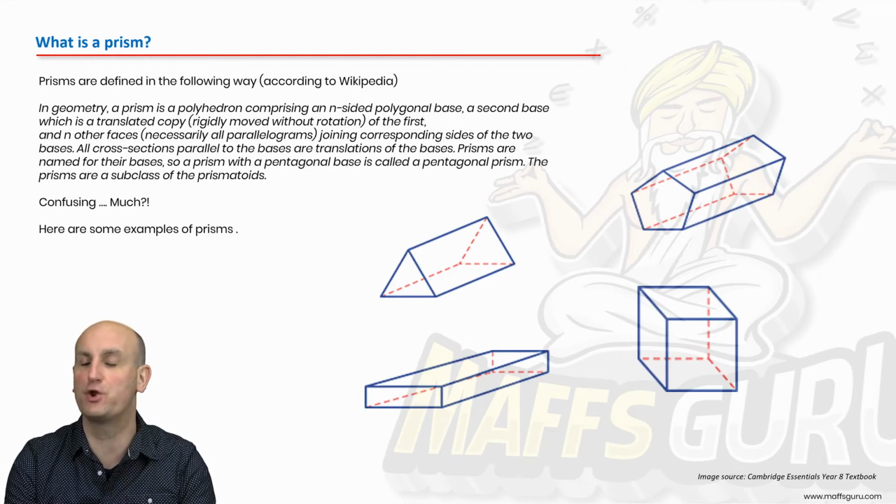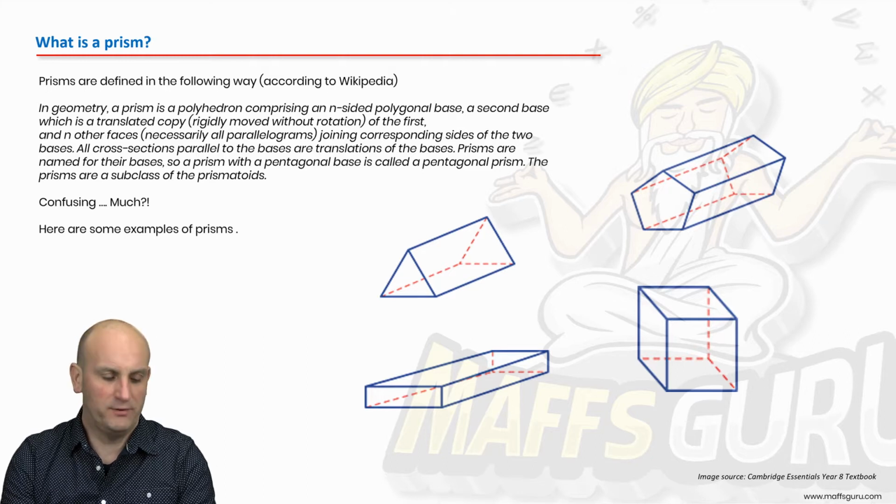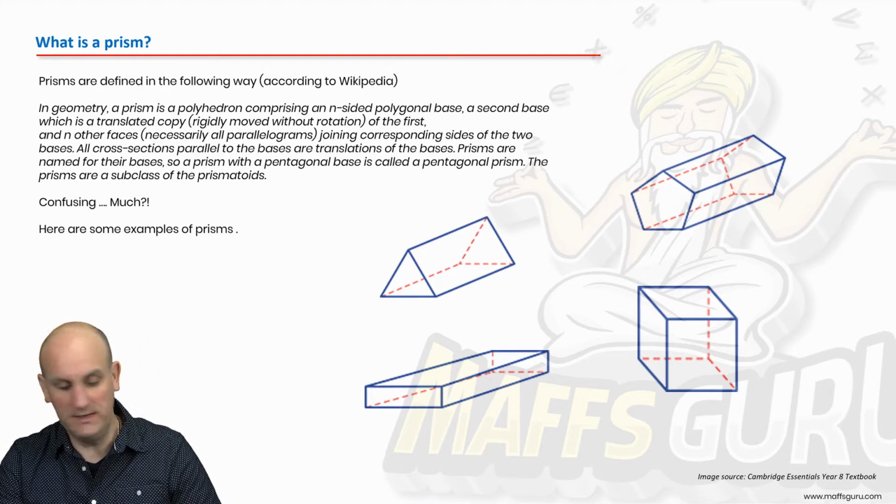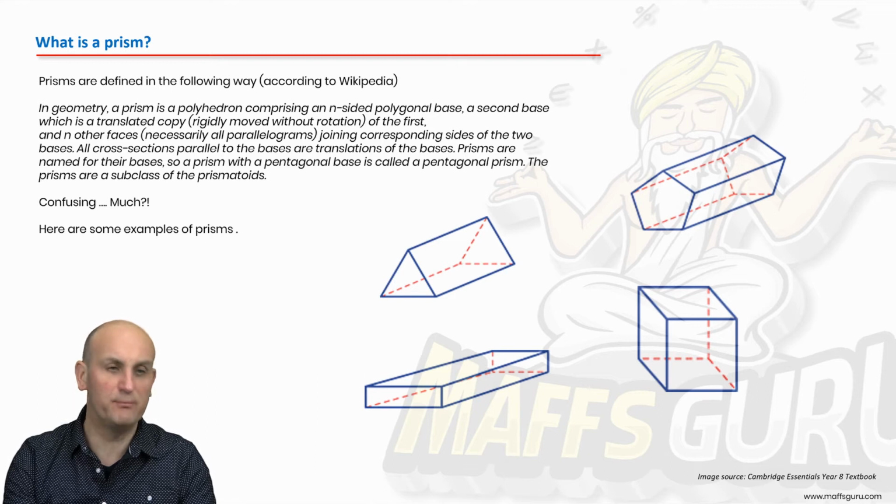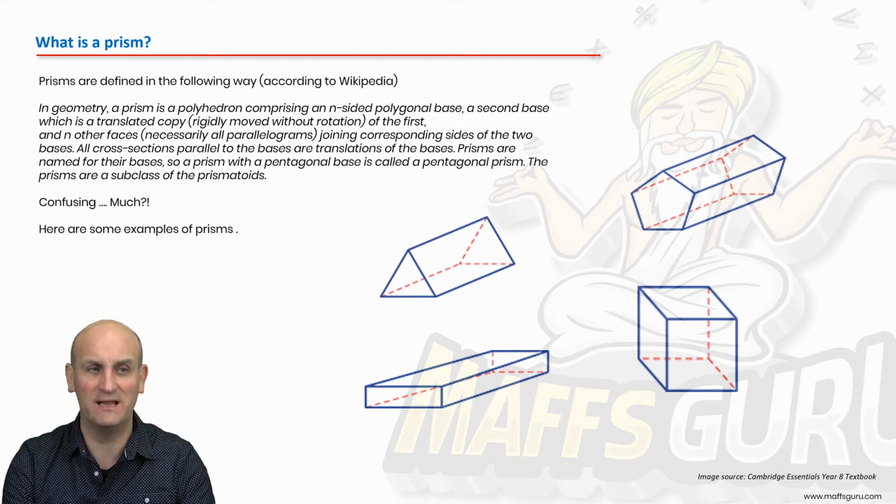Now, what is a prism? These are an example of prisms, and when I looked it up according to Wikipedia, what did I see? In geometry, a prism is a polyhedron comprising of an n-sided polygon base, a second base, yeah, a lot of words. Now obviously this is written for about none percent of the population. Probably written by a mathematician who thought that that was clever.